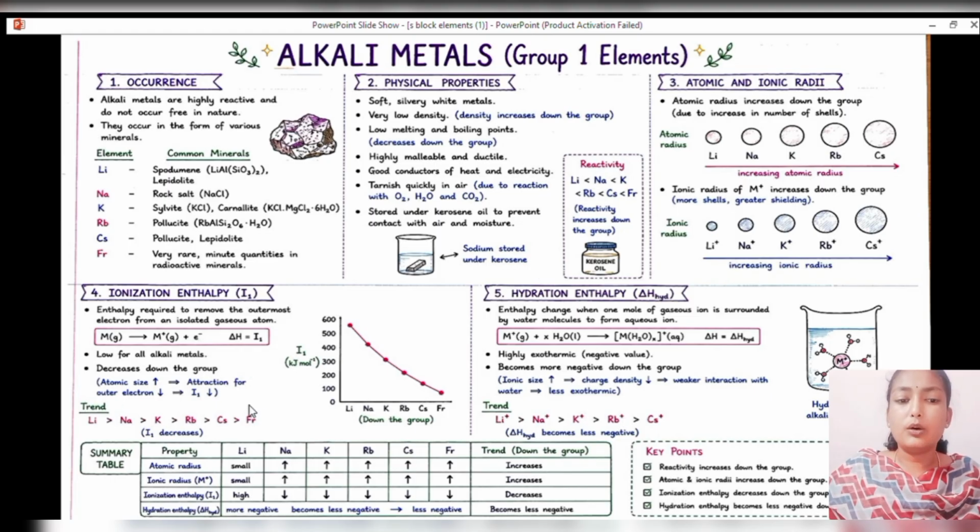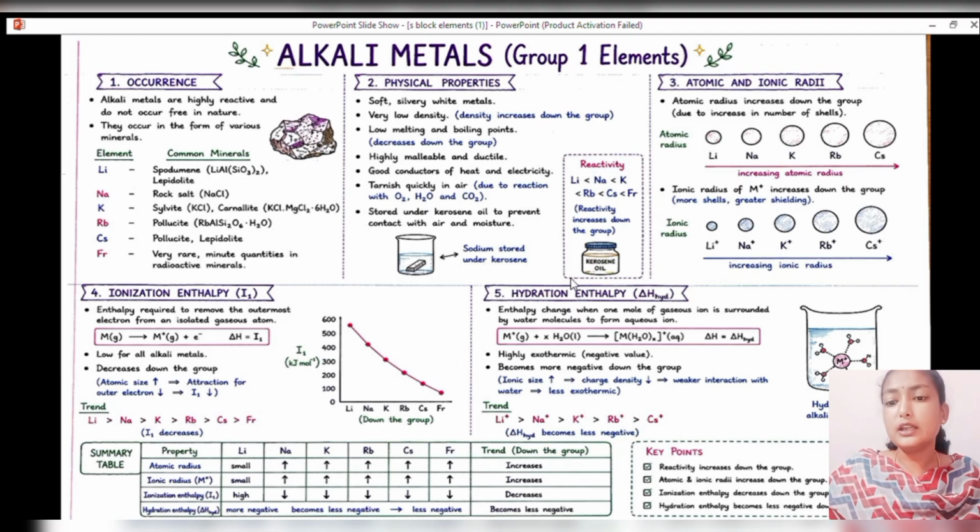Okay, we will see the trend now. Lithium has more ionization energy compared to sodium, then potassium, rubidium, cesium, and francium. Down the group, the ionization energy is decreasing. You can see the graph also here. As you go down the group, the ionization enthalpy values are also decreasing.